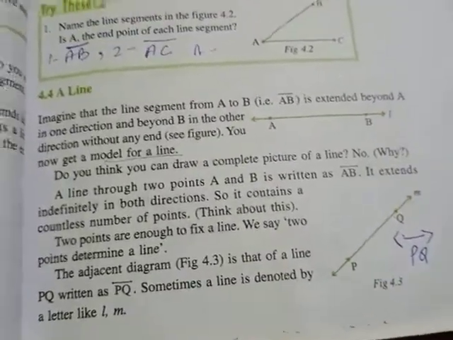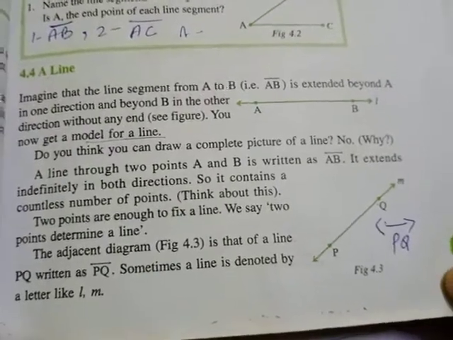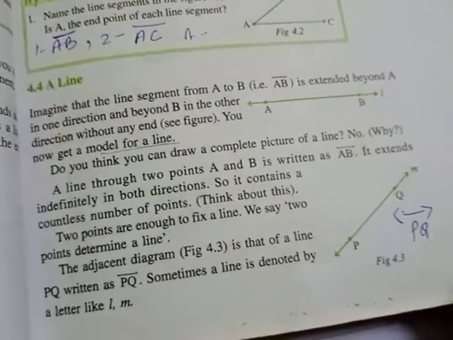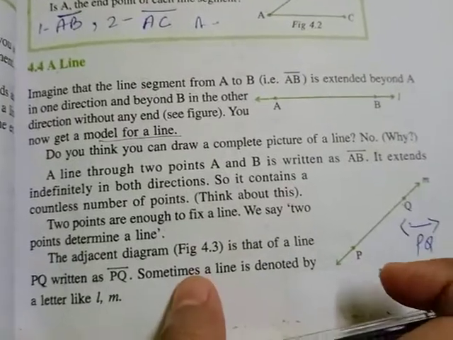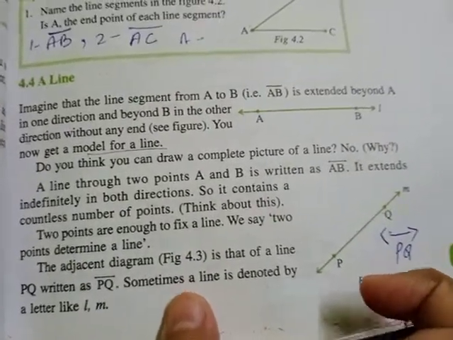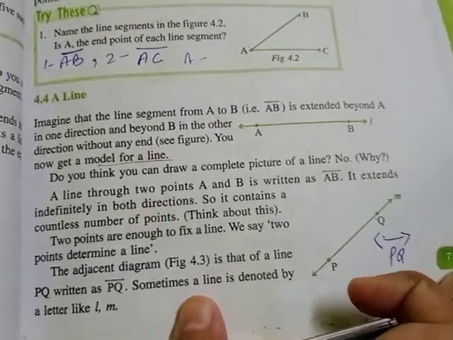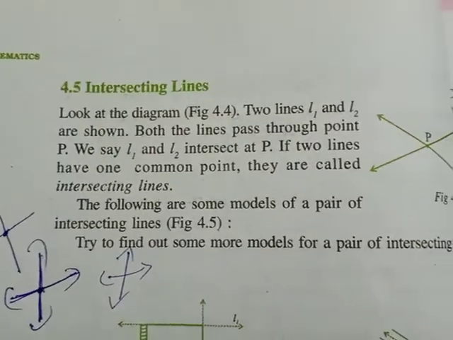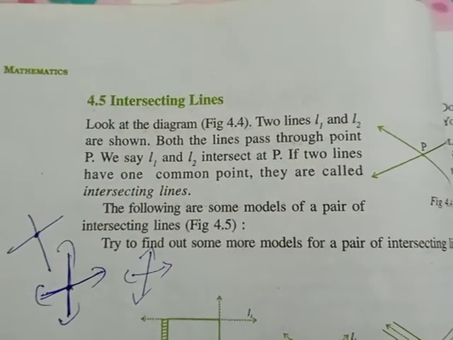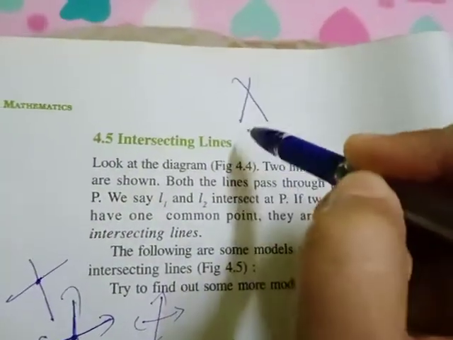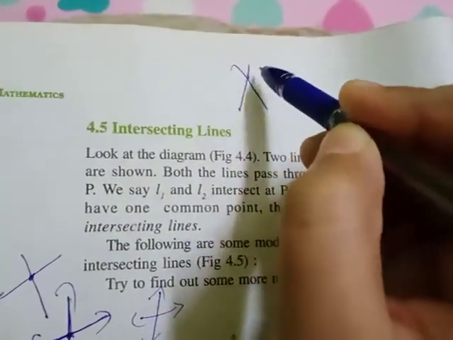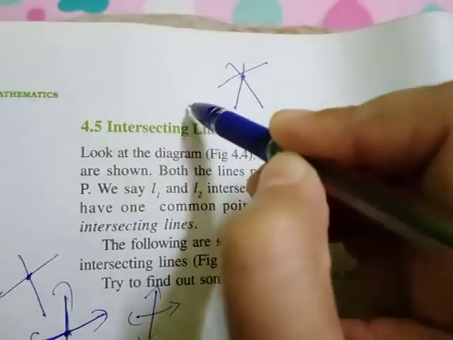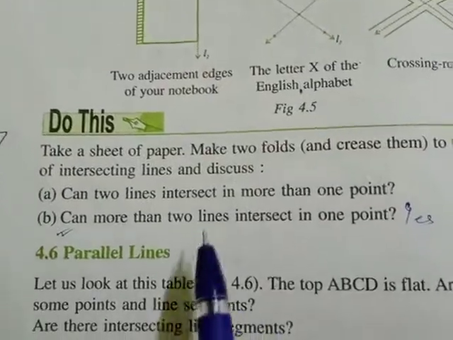What is a line? The extension of a line segment is known as a line. Keep in mind, the extension of a line segment is called the line. It has two arrows and it is never ending. Okay. Now, what are intersecting lines? Two lines when they meet at one common point, that is called intersecting lines. Suppose like this. Where are they meeting? Here, right? Another line if I make here. Okay, so this is known as intersecting lines.